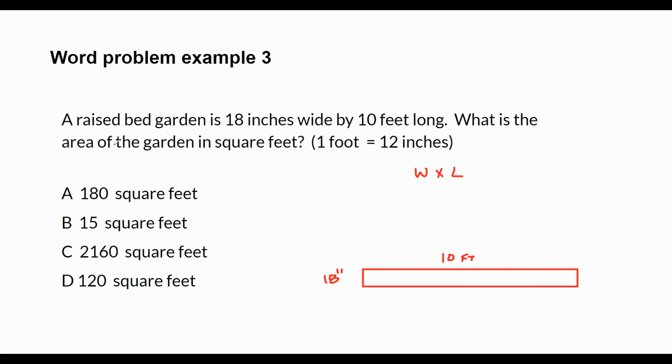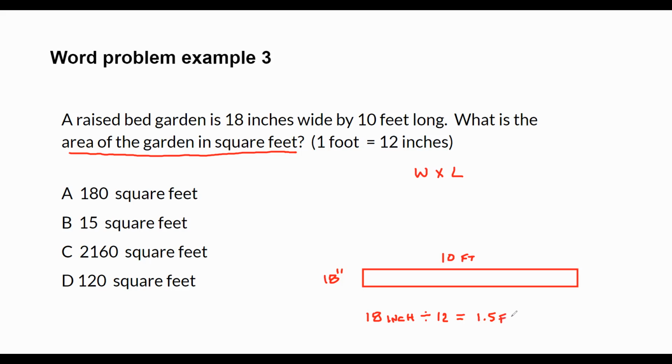We also want to pay attention to what is the area of this garden in square feet. That tells us we should be operating in feet. We look at our two dimensions and we note that this is in inches. We want to convert that 18 inches to feet first. So 18 inches is going to be how many feet? We are converting to a bigger unit. We will have smaller number of inches because we're converting to a bigger unit. We should divide. So 18 divided by 12 gives us 1.5 feet.